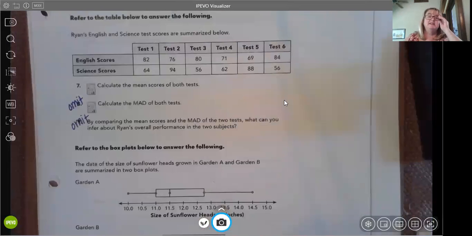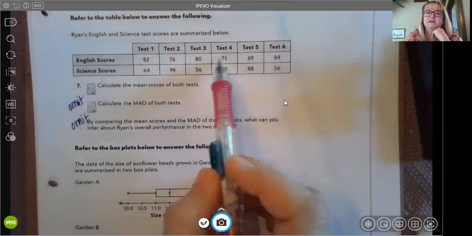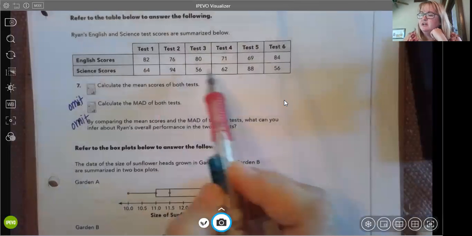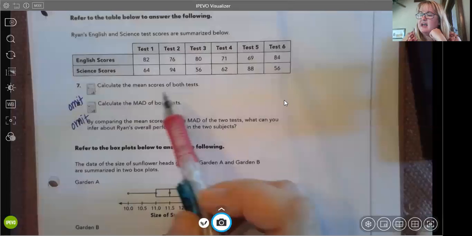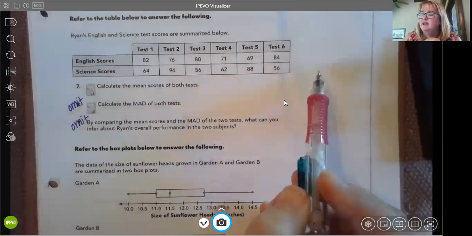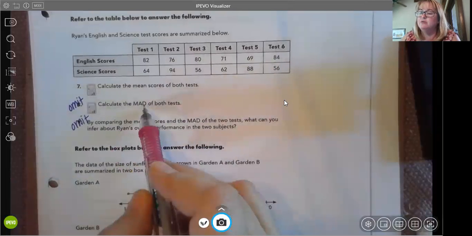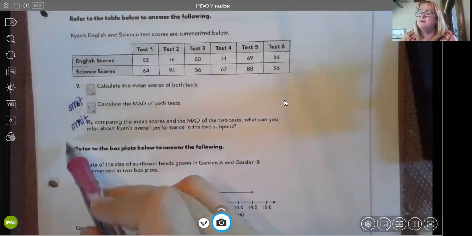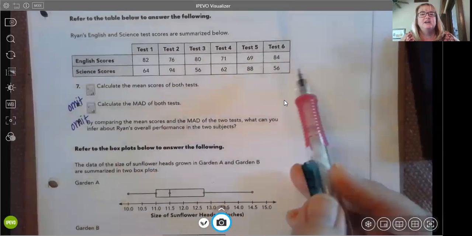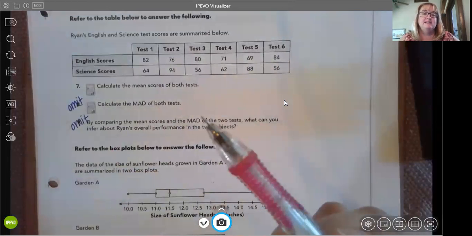It says Ryan's English and science test scores are summarized below. And so if we look across, he's had 6 tests in each. Here are his English test scores, and here are his science test scores. I want you to find the average, the mean score of English and the mean score of science. You don't have to calculate the mean absolute deviation, so omit 8 and omit 9, but I want you to calculate the mean. So from this, can you tell which he does better in? Does he do better in English or in science?